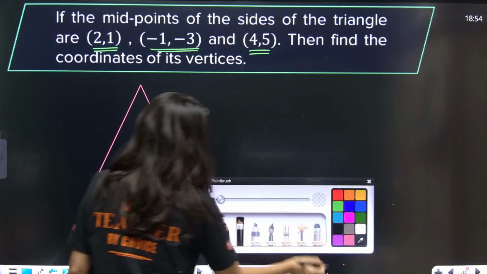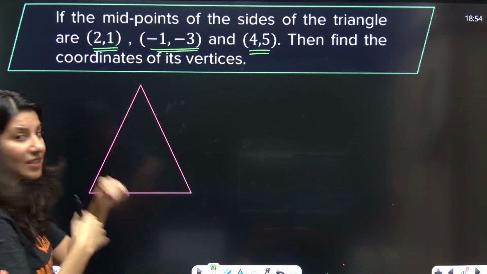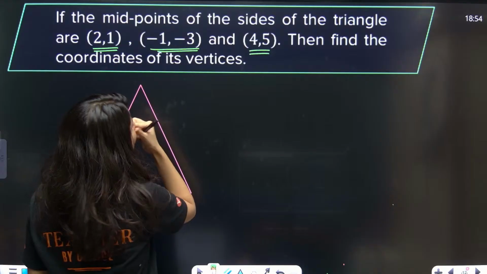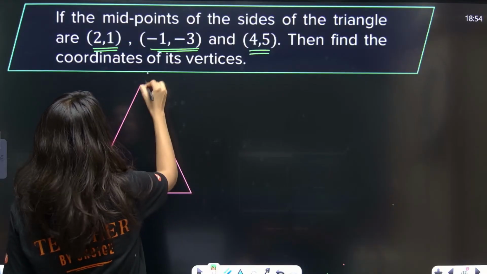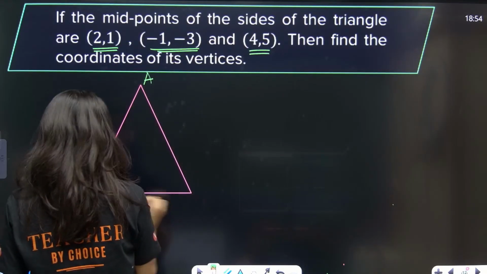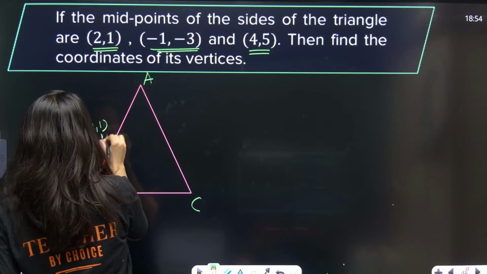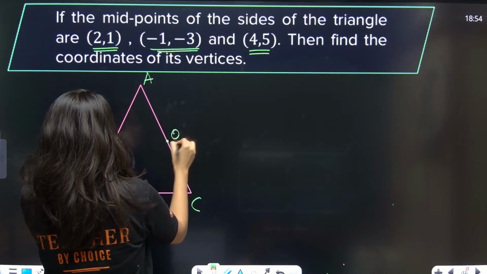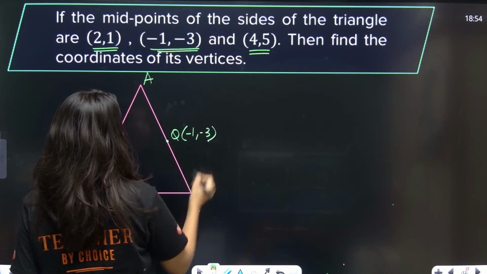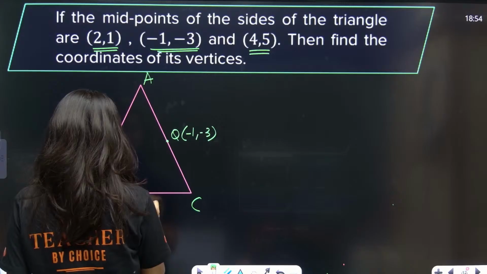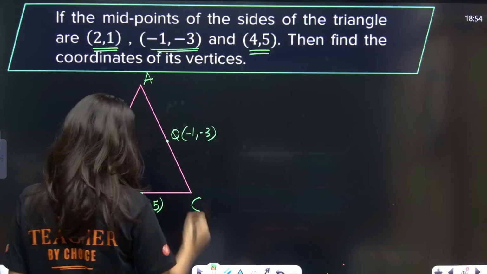And this question I am not going to solve. You are going to solve. This is a homework question. If the midpoints of the sides of a triangle, so this is A, B, C suppose, and P, Q, R is given to us, so P is (2, 1), Q is (-1, -3), and R is (4, 5). Chalo, let's do this question.